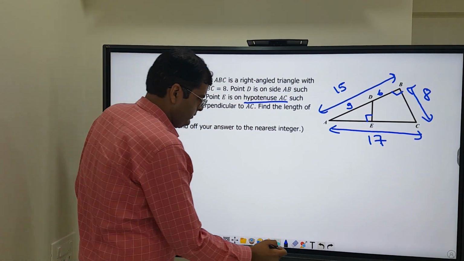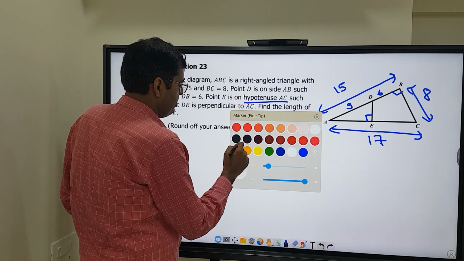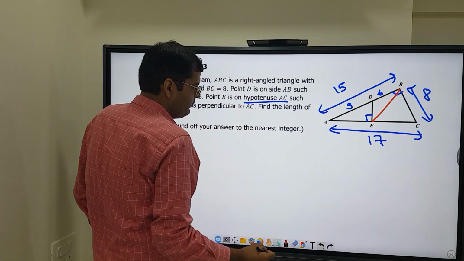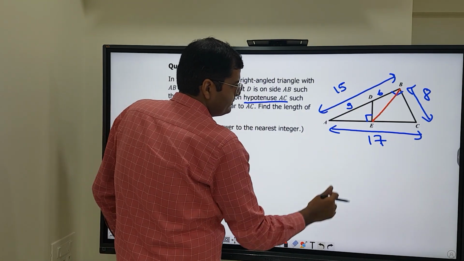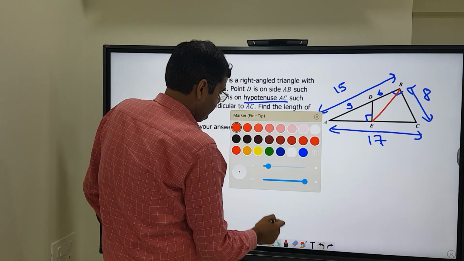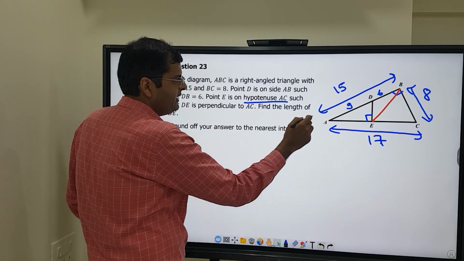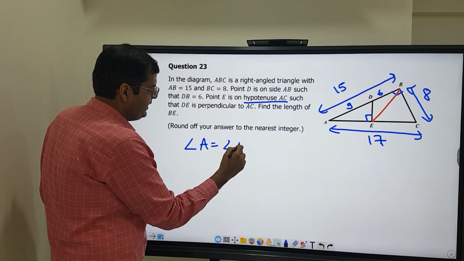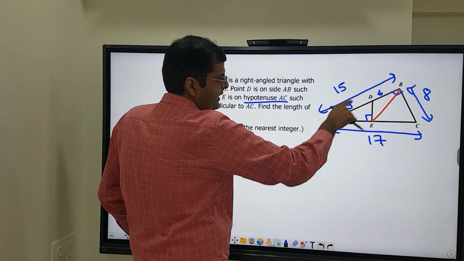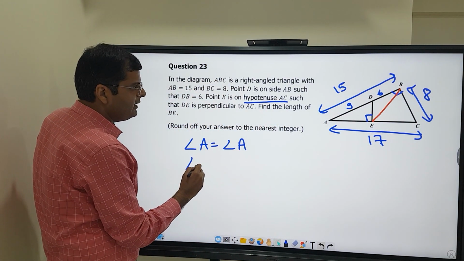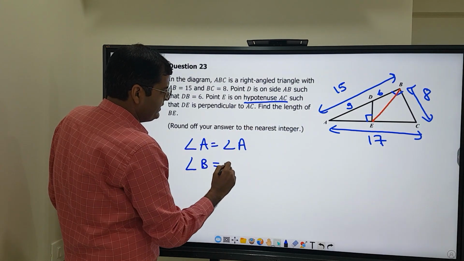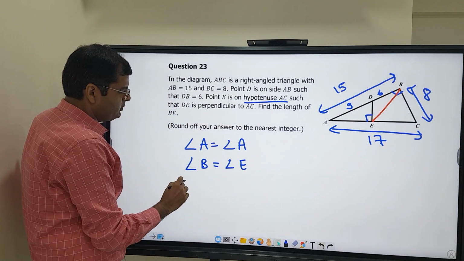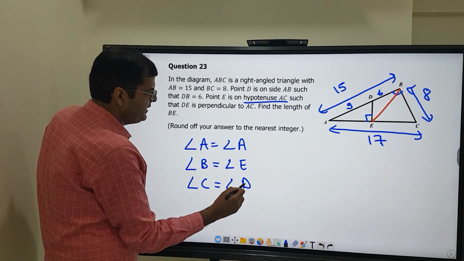What I will do is I will use some other color. Let me join BE here. This is what we have to find, BE. Now if you look at it here, first of all, if I take triangle ABC and ADE, angle A is equal to angle A in both the triangles, triangle ABC and ADE. Then angle B in triangle ABC, which is 90 degrees, is the same as angle E over here in ADE. It is also 90 degrees. So that means the third angles, angle C should be equal to angle D.